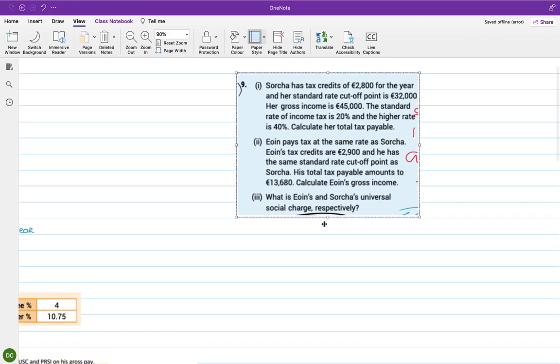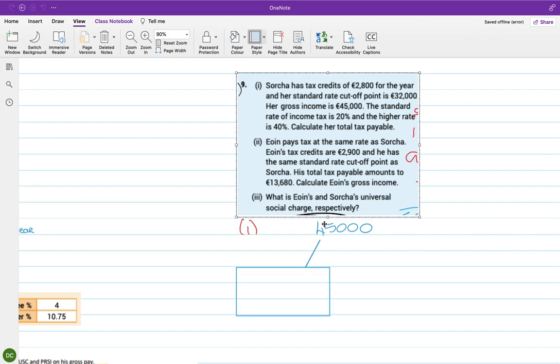All right, the last one, Sorsha has tax credits of 2,800 for the year. Her standard rate cut-off point is 32. Her gross income is 45. The standard rate is 20. The higher rate is 40%. Calculate her total tax payable. That's quite straightforward, I think. So your gross is 45,000.